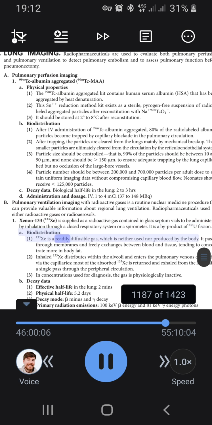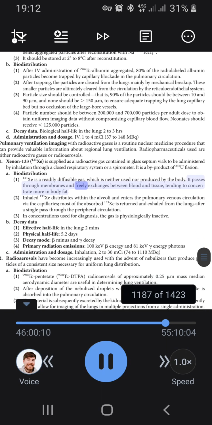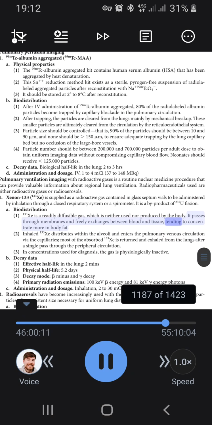Biodistribution. 1. 133Xe is a readily diffusible gas, which is neither used nor produced by the body. It passes through membranes and freely exchanges between blood and tissue, tending to concentrate more in body fat. 2. Inhaled 133Xe distributes within the alveoli and enters the pulmonary venous circulation via the capillaries. Most of the absorbed 133Xe is returned and exhaled from the lungs after a single pass through the peripheral circulation. 3. In concentrations used for diagnosis, the gas is physiologically inactive.